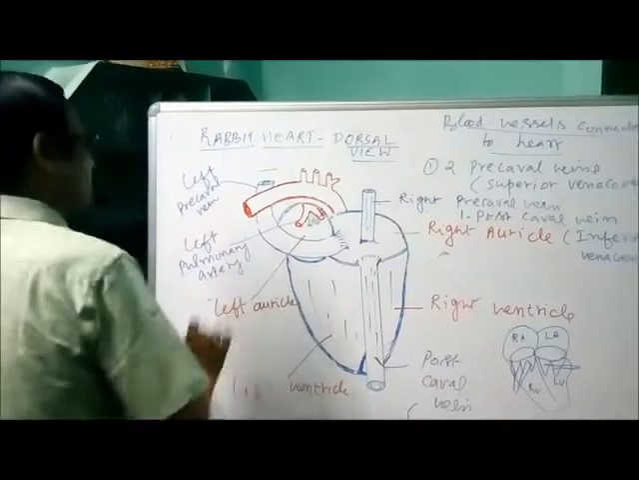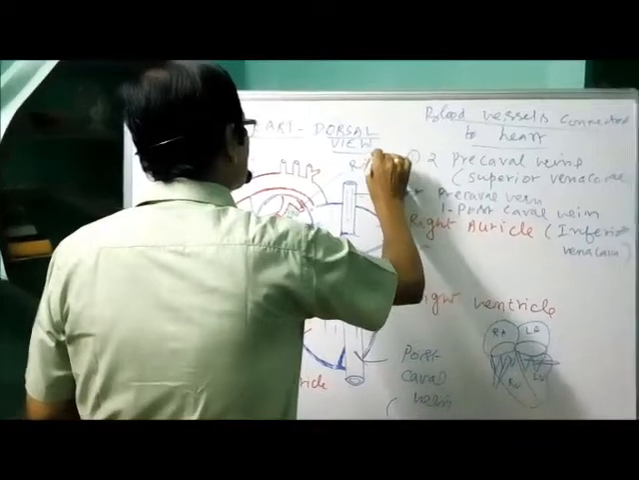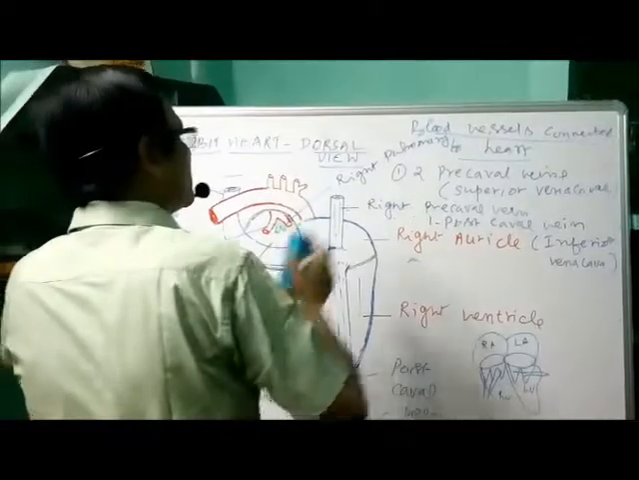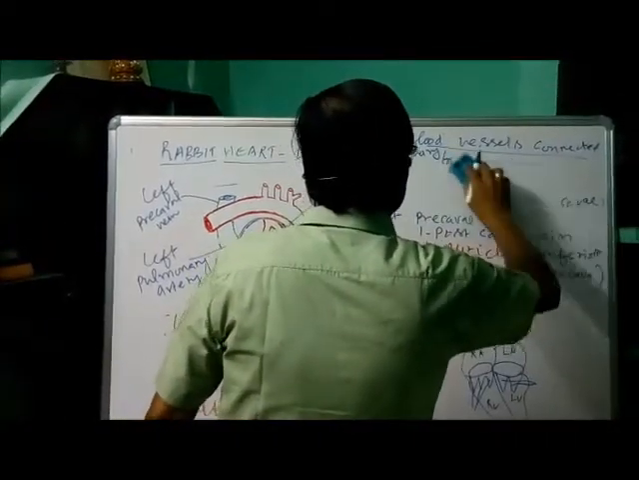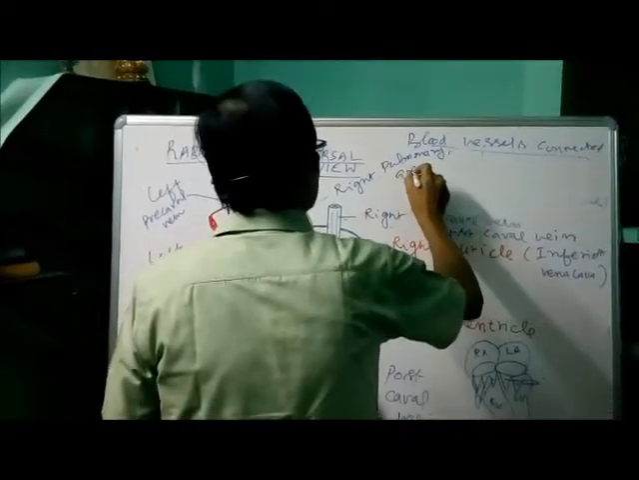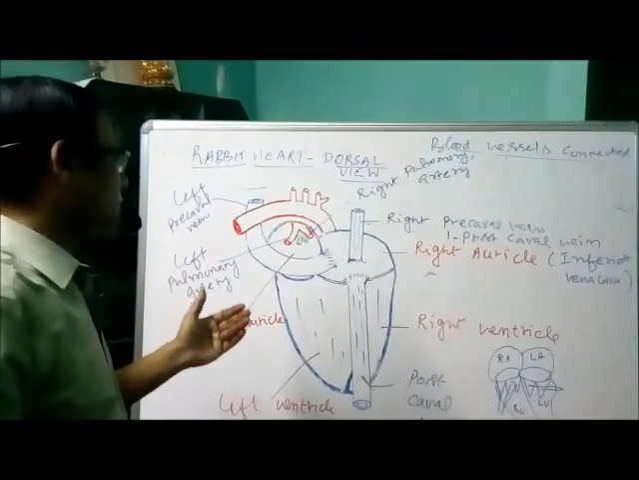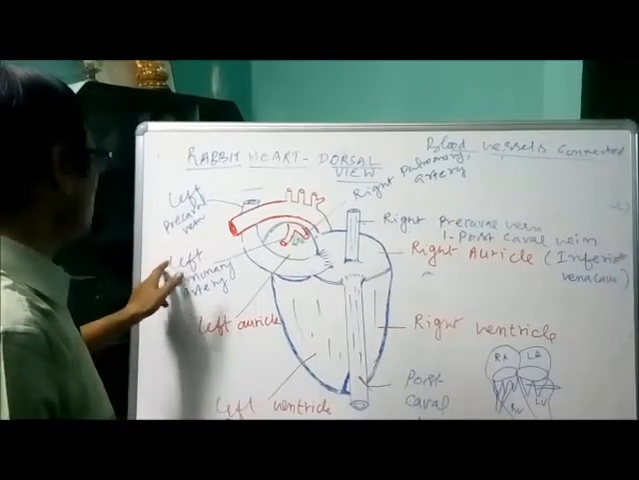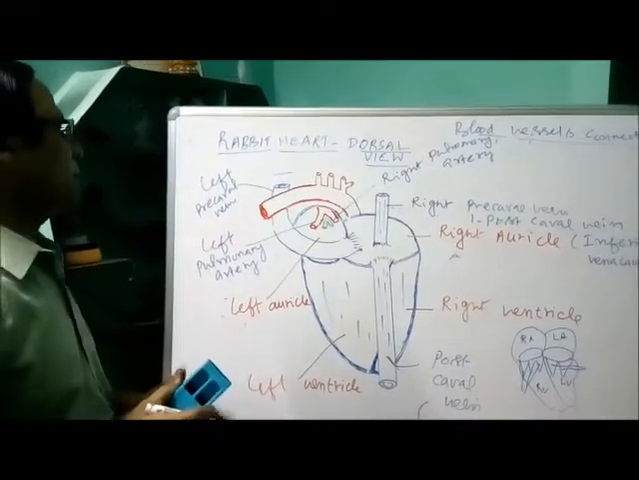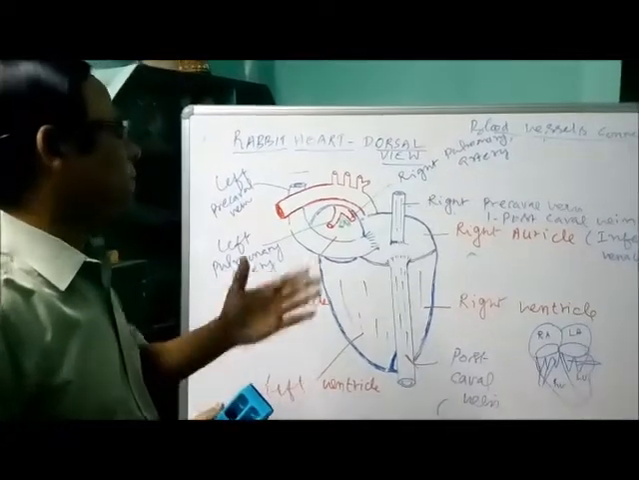Normally present on the ventral side, but here we are talking about the dorsal view. And this is the right pulmonary artery. So the pulmonary artery arising from the right ventricle carries the blood to the lungs for purification. So right and left pulmonary arteries: arising from the right ventricle, a single pulmonary artery divides into left and right pulmonary arteries, supplying blood to each lung.